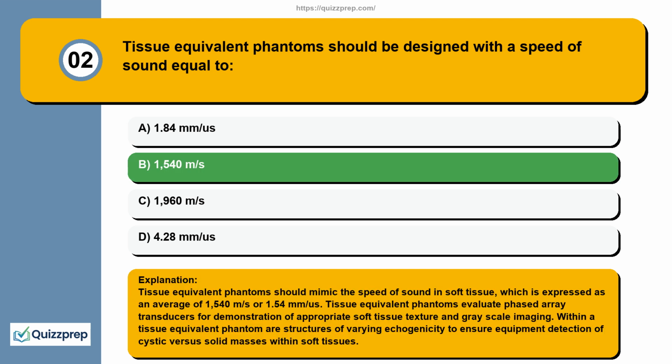Tissue equivalent phantoms should mimic the speed of sound in soft tissue, which is expressed as an average of 1540 m/s or 1.54 mm/s. Tissue equivalent phantoms evaluate phased array transducers for demonstration of appropriate soft tissue texture and grayscale imaging. Within a tissue equivalent phantom are structures of varying echogenicity to ensure equipment detection of cystic versus solid masses within soft tissues.